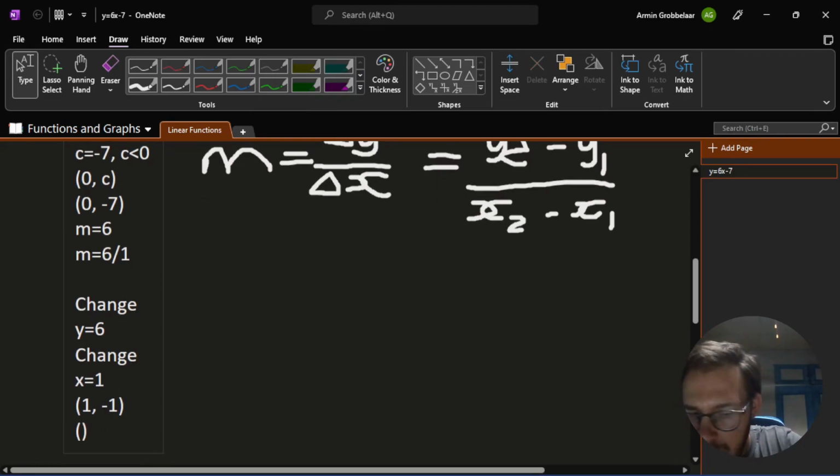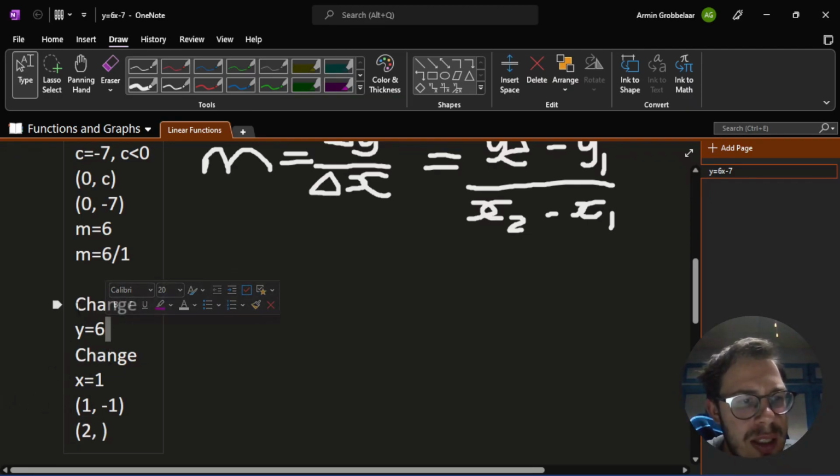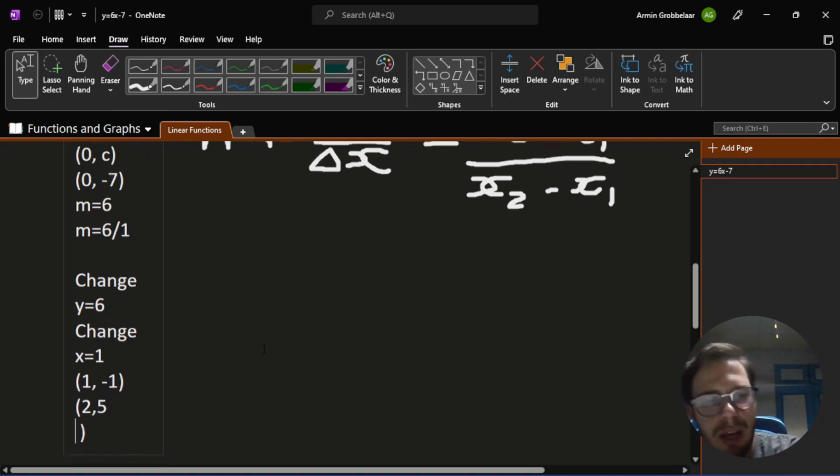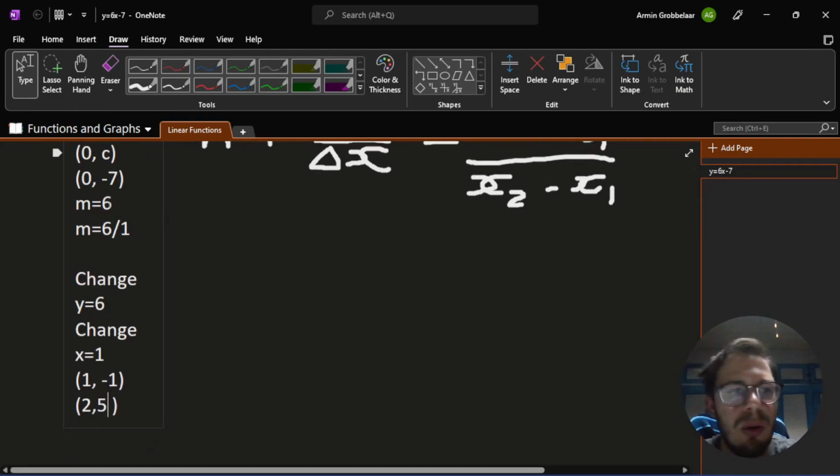Then for our next point, we take our previous point, (1, minus 1), and we say the change in x is 1, so 1 plus 1 is 2. And then the change in y is 6, so minus 1 plus 6 is 5. So there we have our 3 points: (0, minus 7), (1, minus 1), and (2, 5).